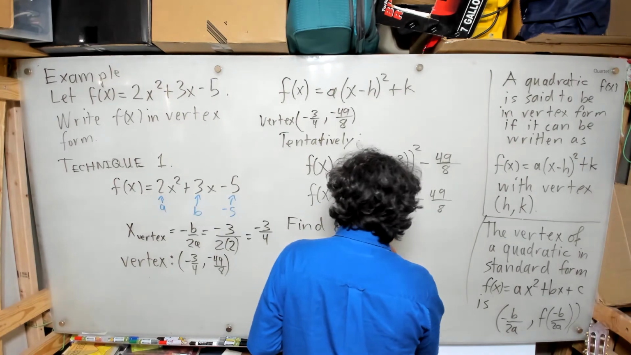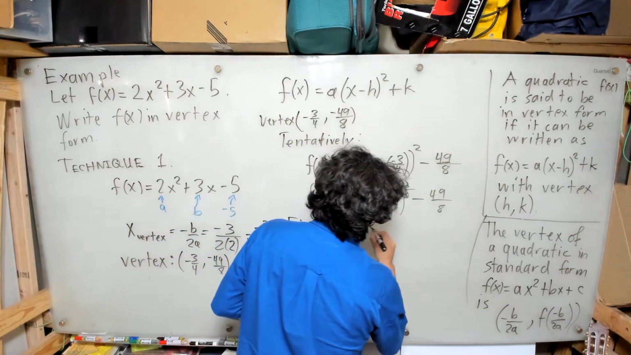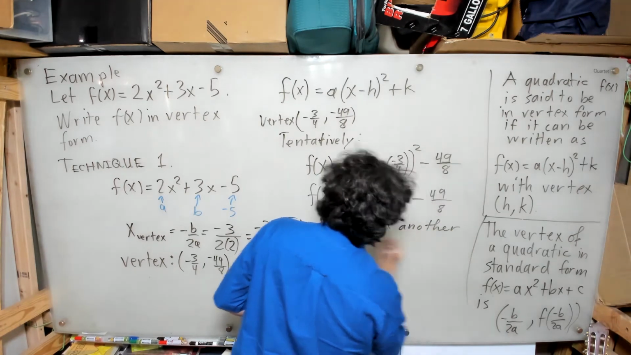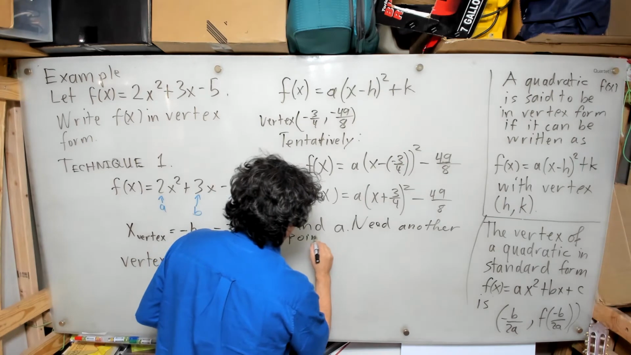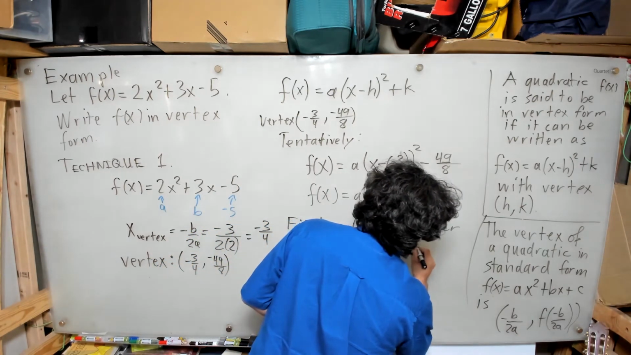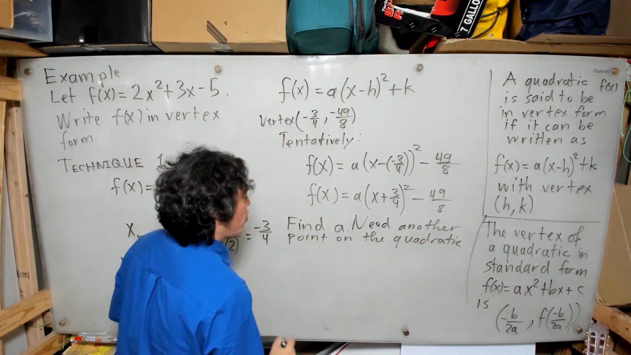So to find a, we need another point on the quadratic, and I guess we could memorialize it as follows.